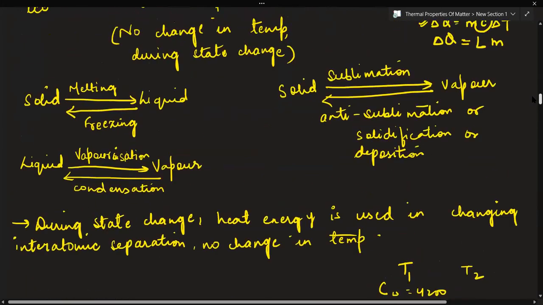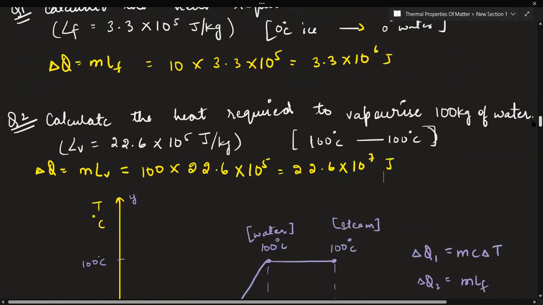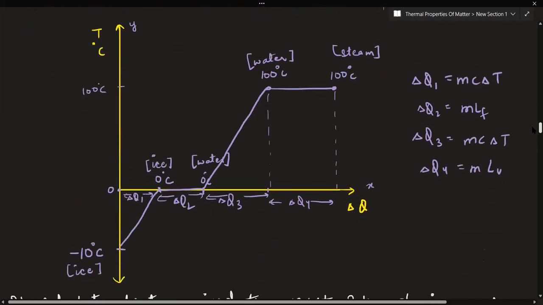Now see, if I represent this phenomenon graphically, from minus 10 degrees Celsius of ice, on applying heat, it becomes 0 degrees Celsius of ice, then on applying heat, 0 degrees Celsius of water, then again on application of heat, 100 degrees Celsius of water, and finally on application of heat, it is 100 degrees Celsius of steam. So if I represent it graphically, see, it would be like this.